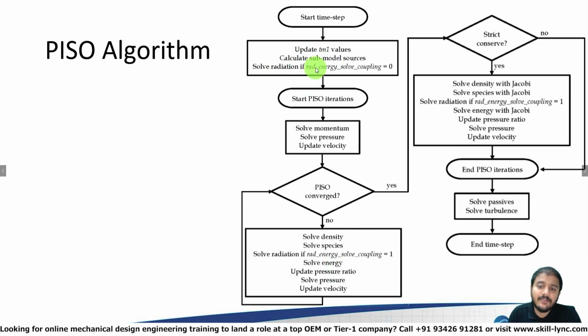So what are these parameters? Well, if you remember your transport equations, any equation that you have might have a source term. For example, your momentum equation might have a source term, your species equations might have a source term, correct? These sources are updated based upon the most recent values that are available, and then you proceed to calculating the PISO loop.